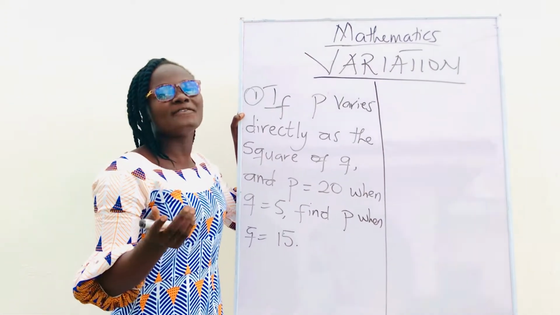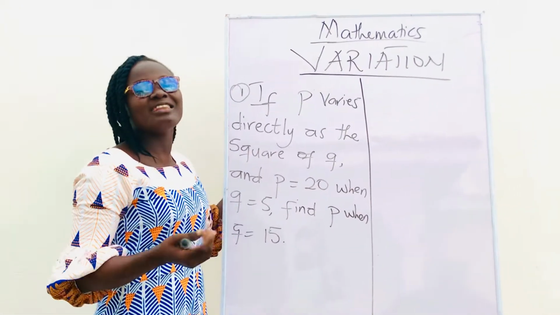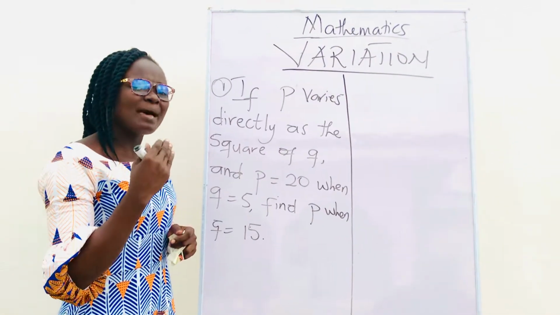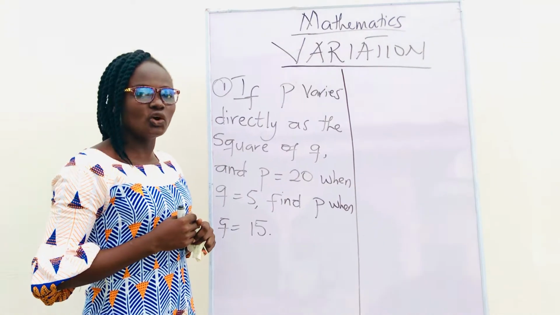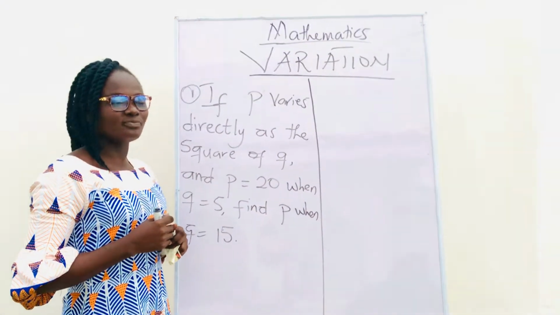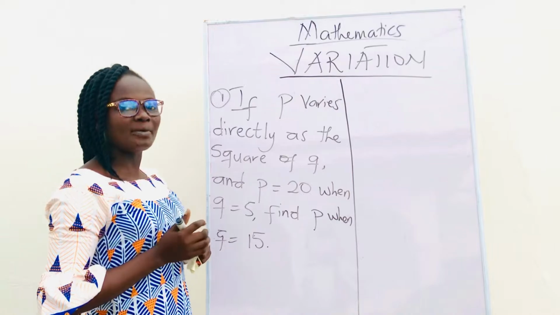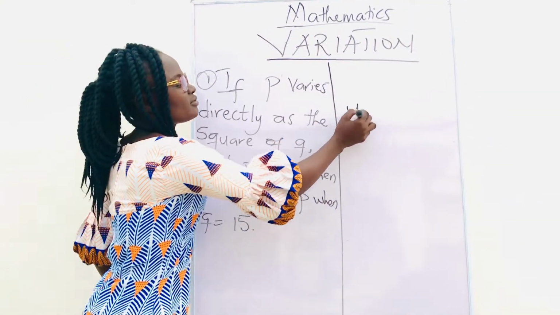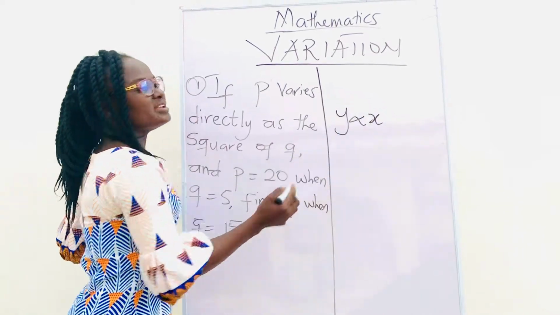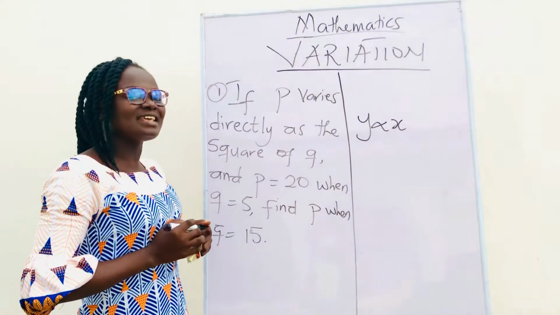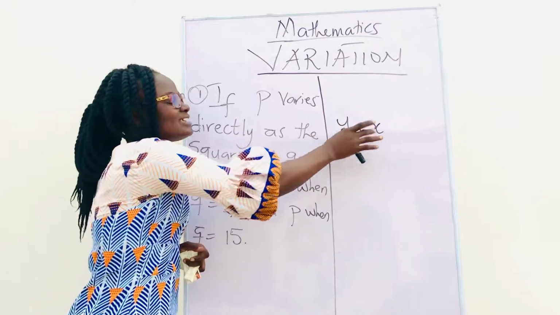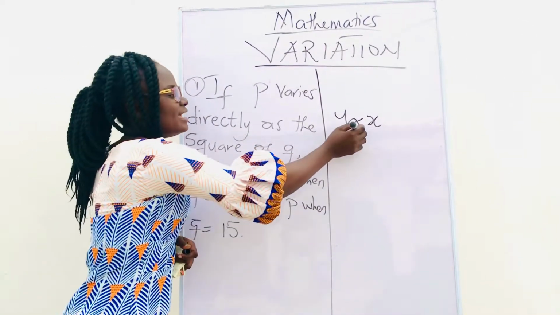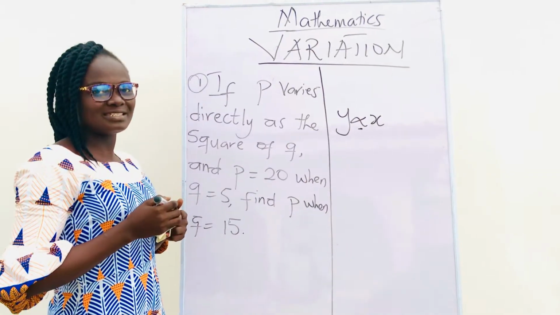When you talk about variation, what does it mean? Anything that varies. So in this case, there are some basic things you should know under variation. We have the general formula for direct variation. That is, when you say y varies directly as x, this is how it is being written. The sign means what? Varies.